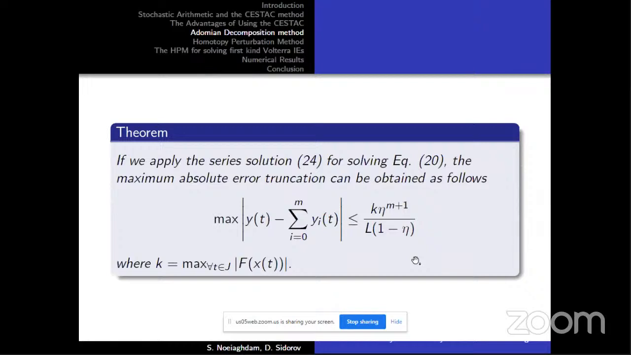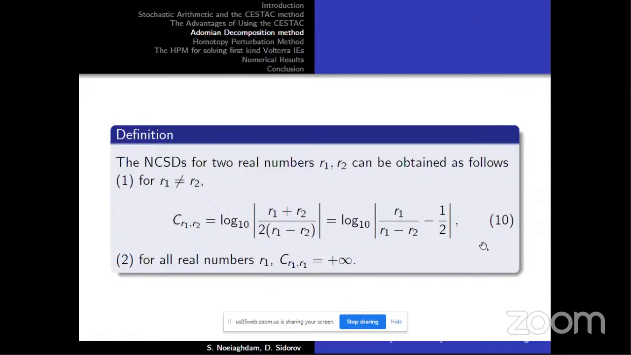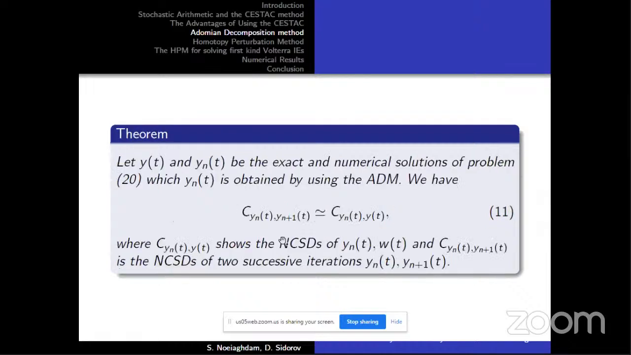The third one is the theorem of error analysis. And here we have the main definition of the CSTAT method. Based on this definition, we will be able to prove our main CSTAT theorem. In this theorem, we can find the number of common significant digits for two real numbers R1 and R2. Applying this relation, we can find it. We apply this definition to prove this theorem.